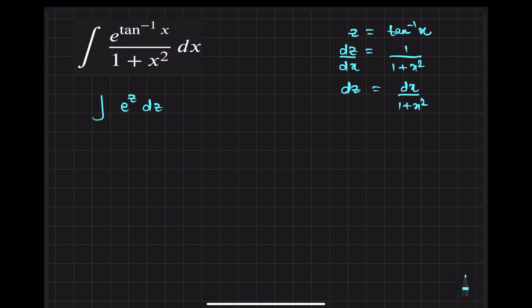You know that the integration of e power x is e power x when you are integrating with respect to x. So similarly, the integration of e power z with respect to z will be e power z only, with integration constant c. Now you have to update your result, because the question was asked in terms of x, so you have to answer in terms of x. So you have to replace z. Who is z? z was tan inverse x, plus c. So this is the final result. I hope the idea is clear.